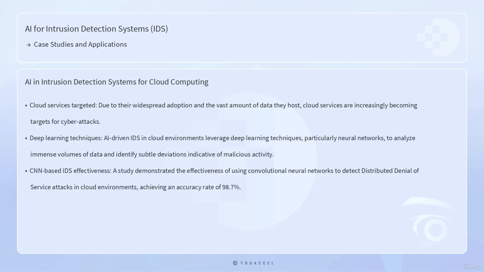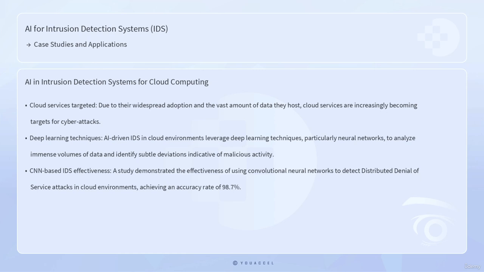Another compelling application of AI in IDS is seen in cloud computing environments. Cloud services are increasingly becoming targets for cyber attacks due to their widespread adoption and the vast amount of data they host. AI-driven IDS in cloud environments leverage deep learning techniques, particularly neural networks, to analyze immense volumes of data and identify subtle deviations indicative of malicious activity.